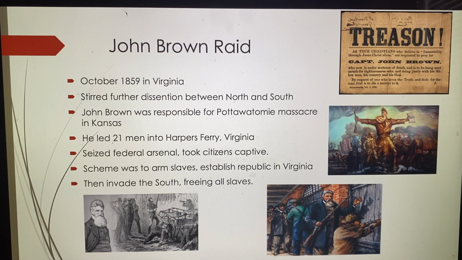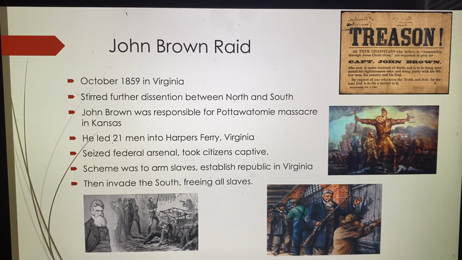Yes, then in the meantime, we have the John Brown raid. In October of 1859, this happened in Virginia. And this made further dissension between the North and the South. John Brown, remember him? He was responsible for the Pottawatomie Massacre in Kansas. So he went in and actually massacred some pro-slavery settlement and massacred some men. Well, now he led 21 men into Harper's Ferry on the East Coast in Virginia. He's not in Kansas anymore. He's in Virginia. And he went in and seized the federal arsenal, where all of the arms, guns and ammunition were kept.